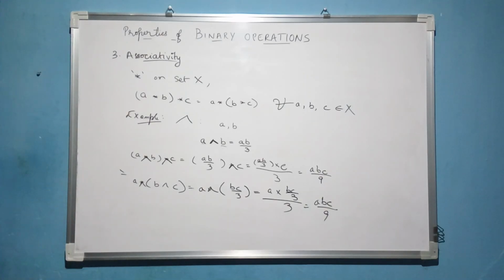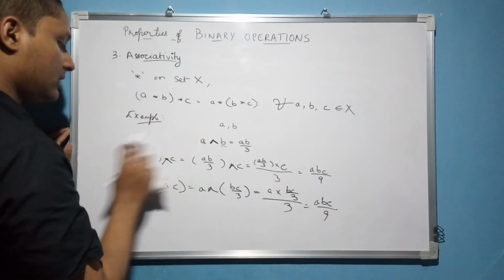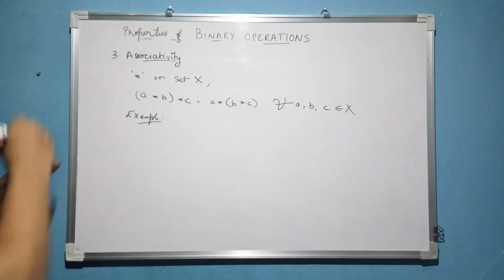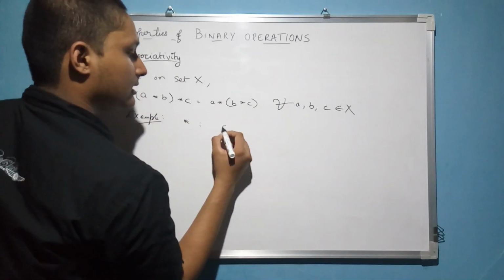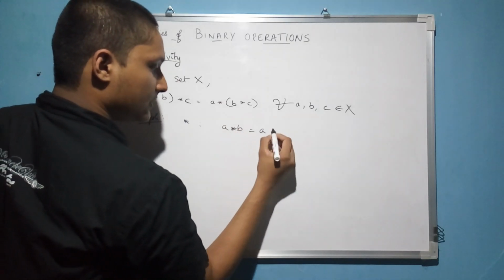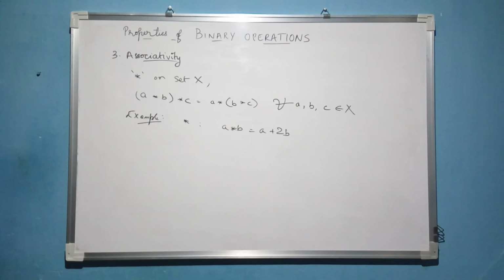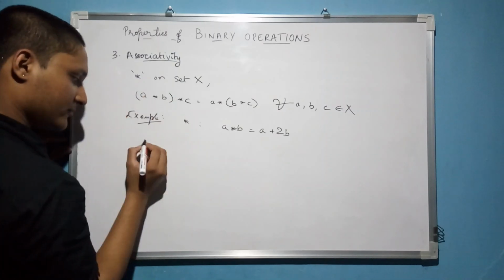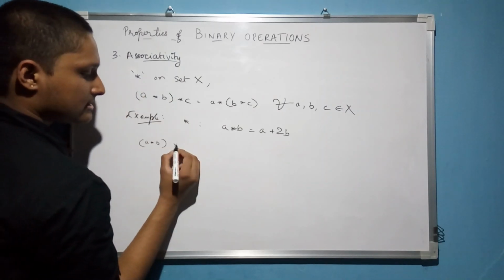I also need to show you one example that shows no associativity. Let me take the same example I took in the previous one. Maybe I'm more comfortable with star; I got confused this time. So star as A star B is equal to A plus 2B. I think this was the previous one, where I showed that it is not commutative. This is not associative also, and I can prove that. So the first one is (A star B) star C.